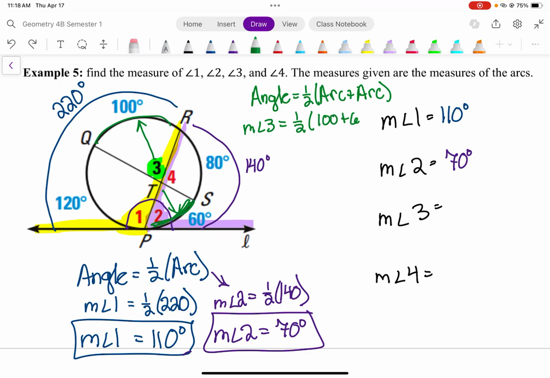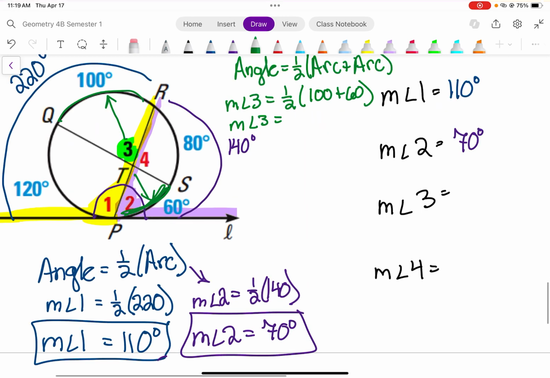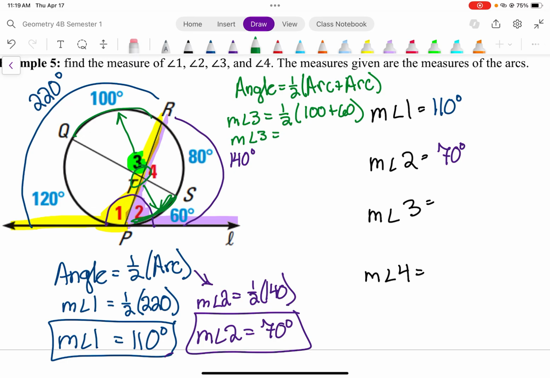Whoops, forgot my 0. There we go. And then we can just type that into our calculator. 1/2 times 100 plus 60. So because this one's inside the circle, we add. And the way I remember it is these kind of look like a plus sign where the angles meet inside the circle. So we would be adding for that. And that gives us the measure of angle 3 being 80 degrees.